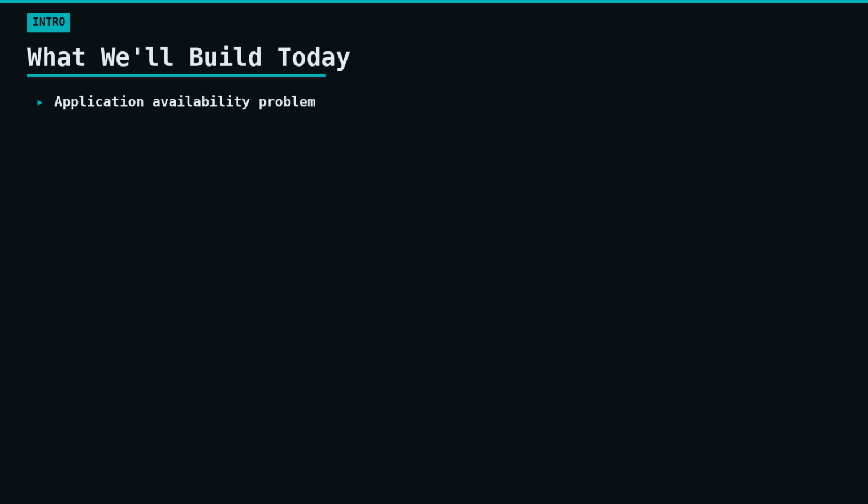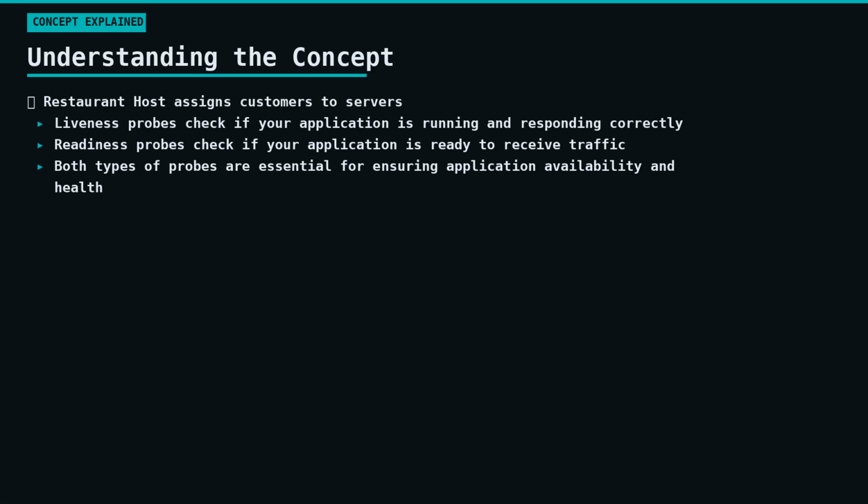We'll start by understanding what Liveness and Readiness probes are and why they're essential for your application's availability. Liveness probes are like the restaurant host checking if the server is available to take your order. They periodically check if your application is running and responding correctly. Readiness probes, on the other hand, are like the host checking if the table is ready for you to be seated. They check if your application is ready to receive traffic.